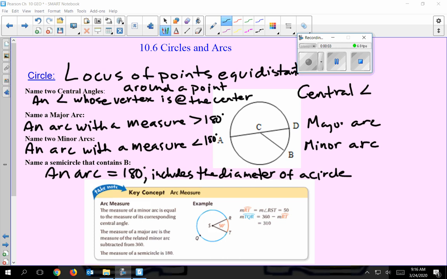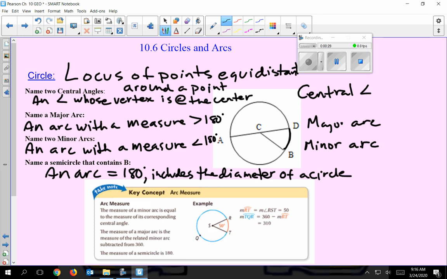Hey everybody, this is the video for 10.6, which deals with circles and arcs. An arc is a part of the circle, so you're going to have points on the circle, like D and B here. They create an arc on the circle, okay? And that arc is also going to have a relationship with a central angle.